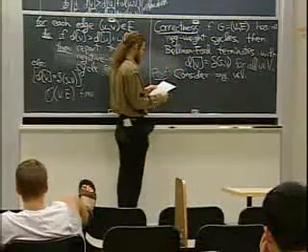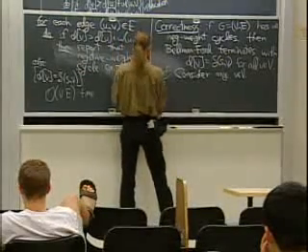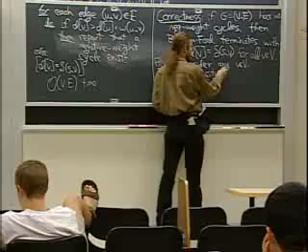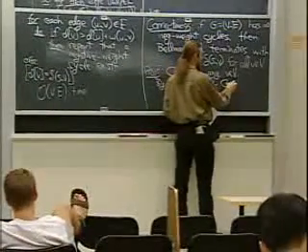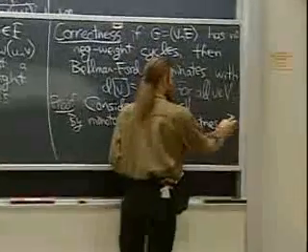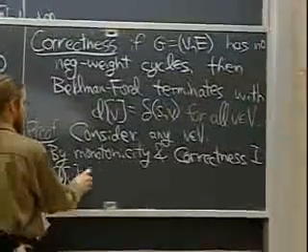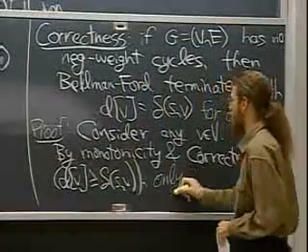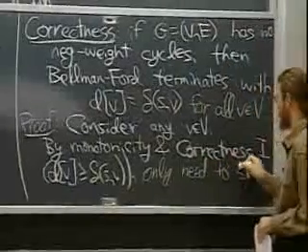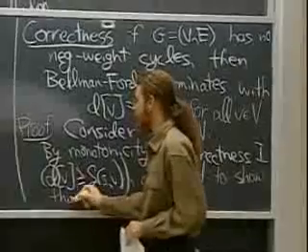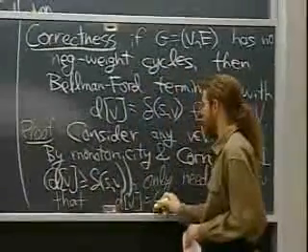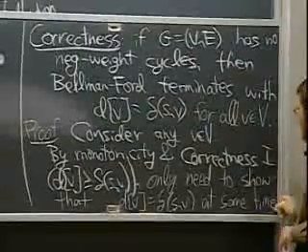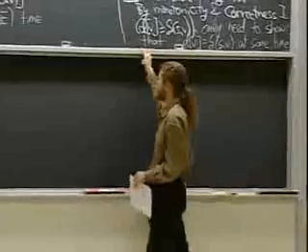So that's by monotonicity of the d values and by correctness part 1, which was that the d of v's are always greater than or equal to the deltas. We only need to show that at some point we have equality. So that's our goal.